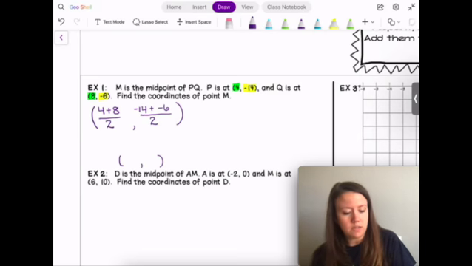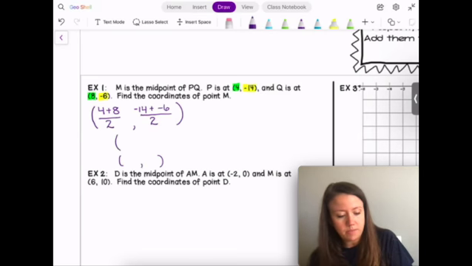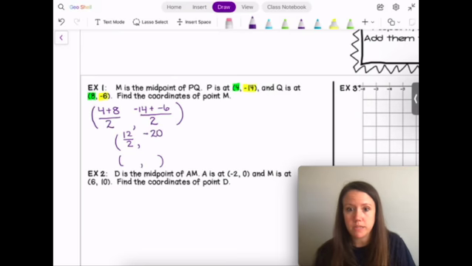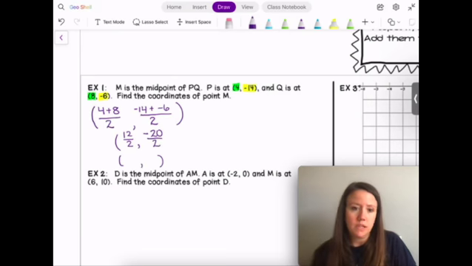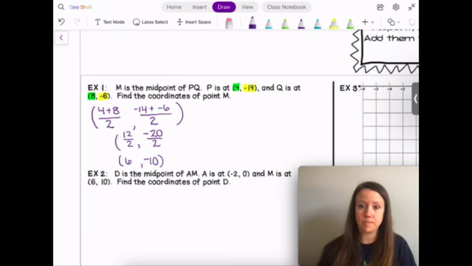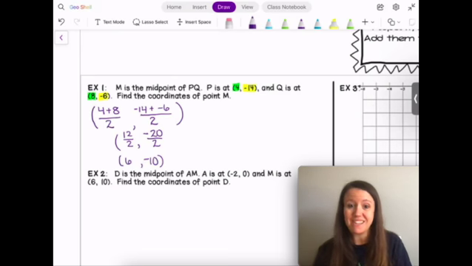All right, so 8 plus 4 is 12 divided by 2. -14 plus -6, they're the same sign, so I add them, so that becomes -20 divided by 2. So take half of each of those, and I get (6, -10). You can plot those on a graph and see that, yes, (6, -10) is on that line segment, and it's directly in the middle of those two.